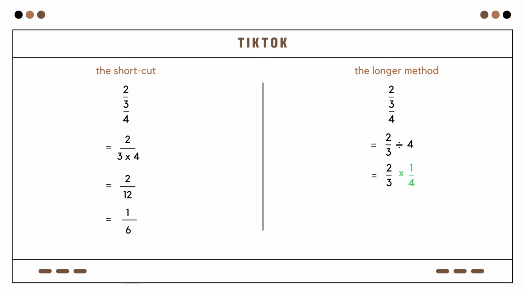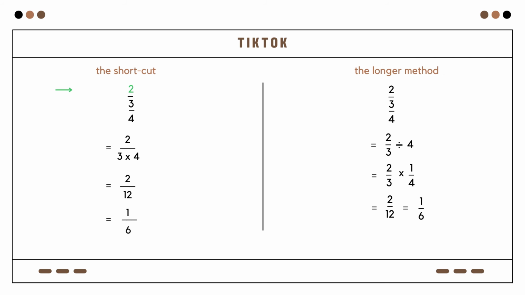Now all that's left is to multiply these two fractions together. To do so, all you need to do is multiply the numerator with the numerator, as well as the denominator with the denominator. So for example, 2 multiplied by 1 will give you 2 as an answer, and 3 multiplied by 4 will give you 12 as an answer, thus making your answer 2 over 12. You can of course go a step further by simplifying the fraction.